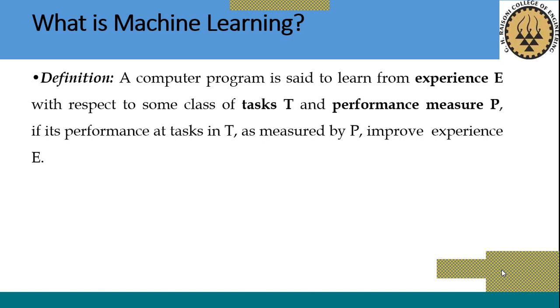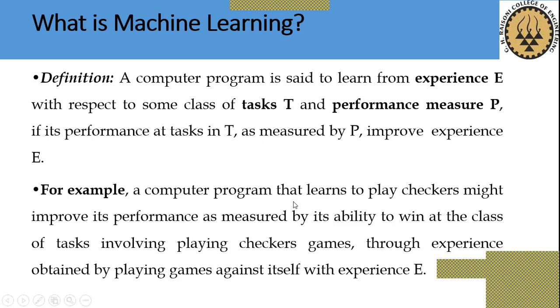If its performance at the task T, as measured by P, improves with the experience E, it can be written as follows. For example, a computer program that learns to play checkers might improve its performance, as measured by its ability to win at the class of tasks involving playing checkers, through the experience obtained by playing games against itself, which is the experience E.